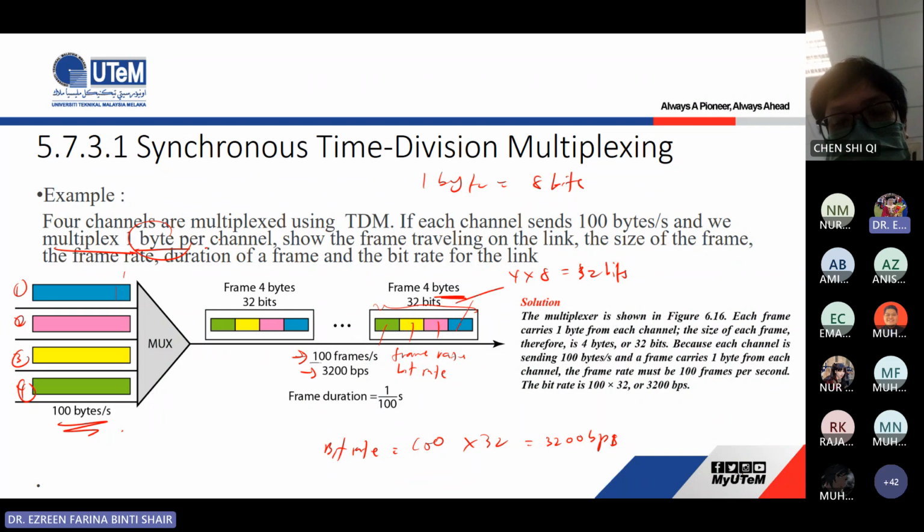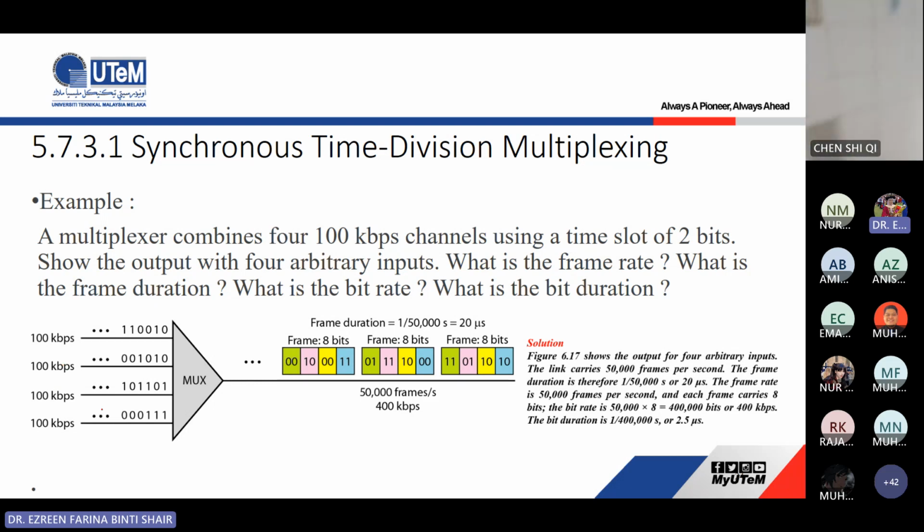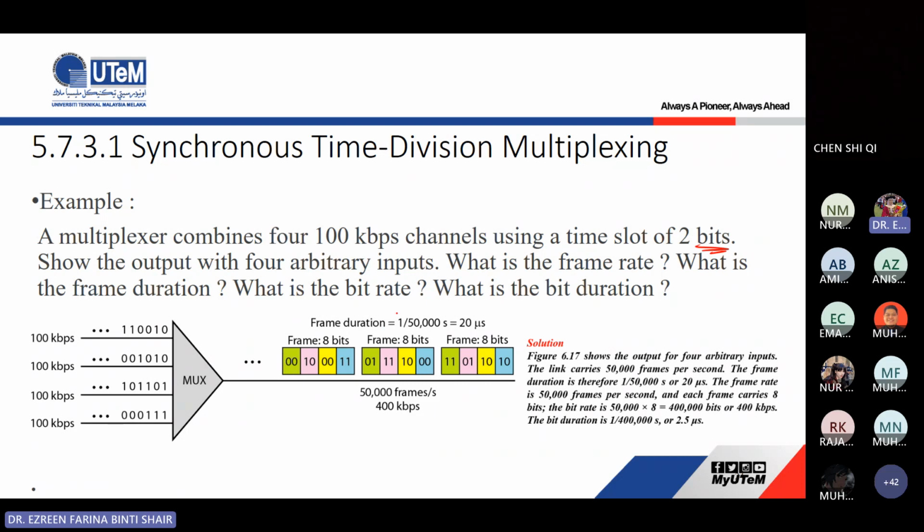Okay, so the next example, you have a multiplexer that combines 400 kilobits per second using a time slot of 2 bits. For this one, the difference is that it will take 2 bits for each frame. So frame 1 will take 2 bits from the first channel, then 2 bits from the second channel, 2 bits from the third channel, and 2 bits from the fourth channel.